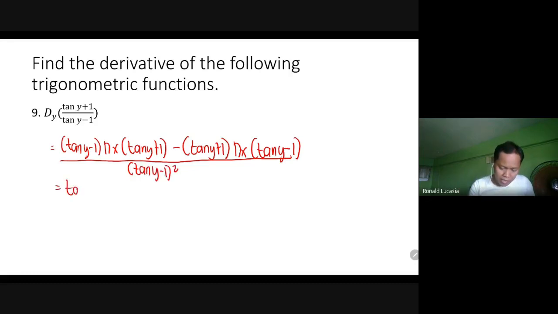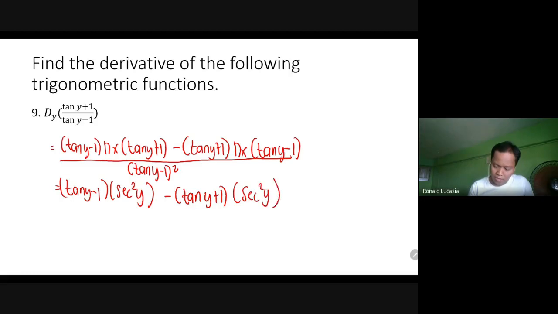So tangent y minus 1, derivative ni tangent y plus 1 ay, ang derivative ni tangent ay secant squared y, ang derivative ni 1 ay 0, minus tangent y plus 1, derivative ni tangent y ay secant squared y, 0 naman yung negative 1. So this will be over tangent y minus 1 quantity squared.